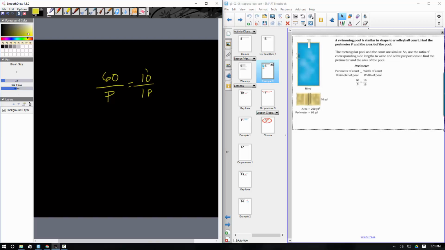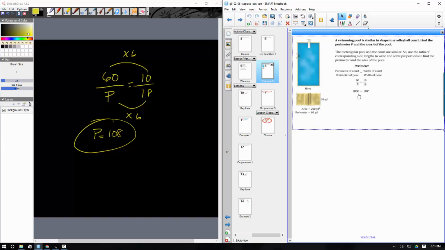And I look for the scale factors, all that I'm doing. And this is essentially times 6, right? And this right here is also times 6. And when I do that, I get P equals 108. Now, the book does this thing called means and extremes, which is a really efficient way. It's going to take 10 times P and get 10P, and 60 times 18 and get 1080. And then when it divides through, it gets P equals 108.